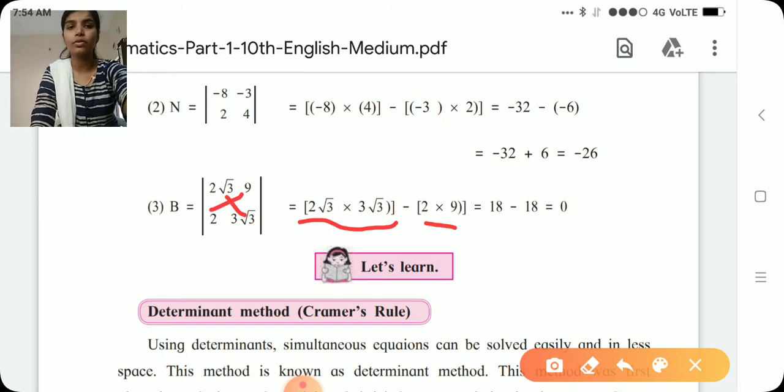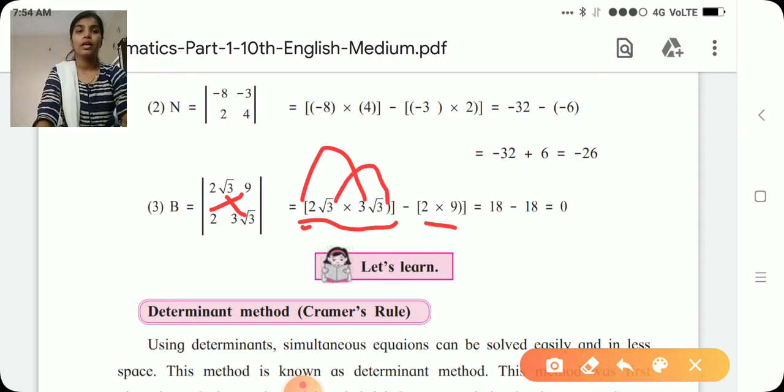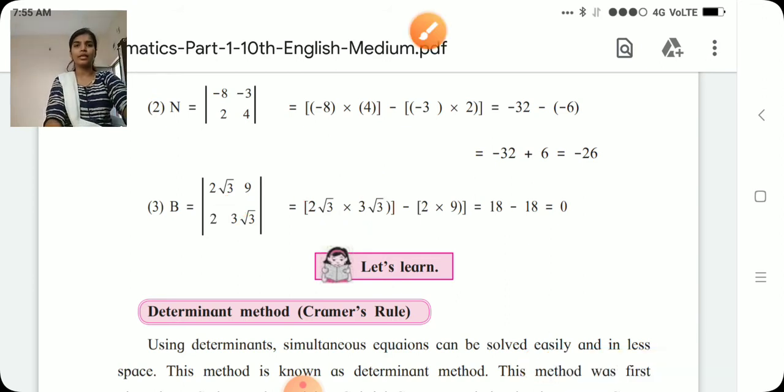Then you solve that, 2 into 3 is 6, and 3 root 3 into root 3 is 3. That means 6 into 3 is 18, and 9 twos are 18. So 18 minus 18 is 0. So finally your answer is 0. Understand? Okay, so these are the determinants of degree 2.